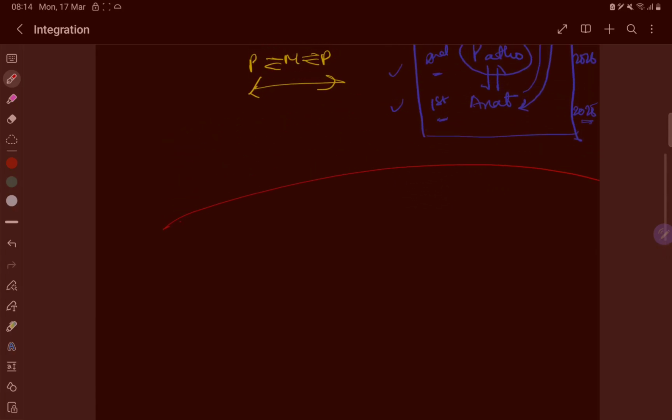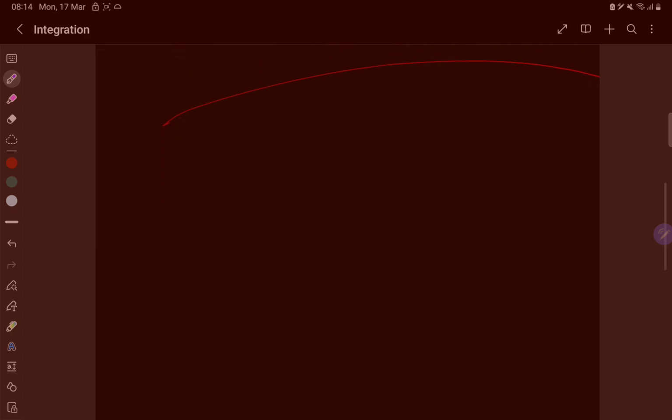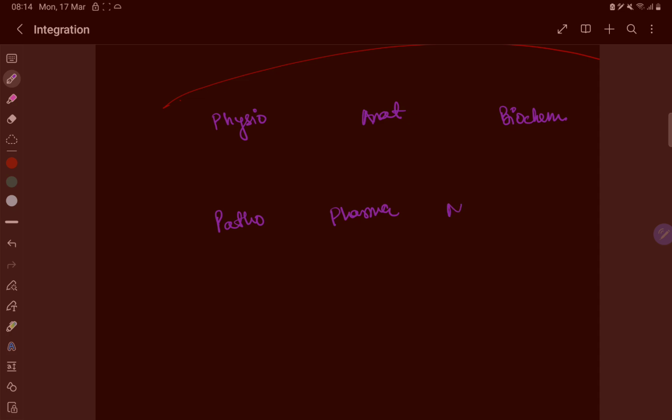So let's draw another small table. Use different colors. Now see how. There is physiology, anatomy, and biochemistry. Now this is the first MBBS. In the second MBBS there is pharmacology, pathology, and microbiology.